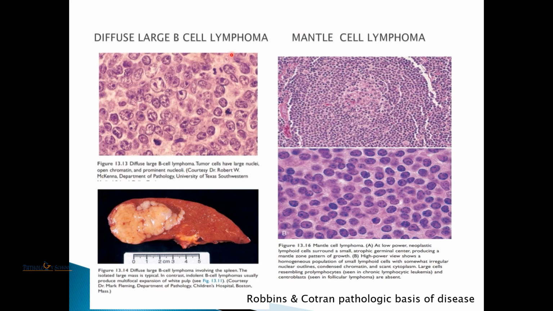Coming to diffuse large B-cell lymphoma, here we can see neoplastic lymphoid cells. This is a gross specimen of spleen of DLBCL, and we can see the white pulp expansion in this. This is a picture of mantle cell lymphoma, and here we can see the mantle cell expansion, and the germinal center is not even visible. In the high power view, we can see small to intermediate sized lymphocytes here.